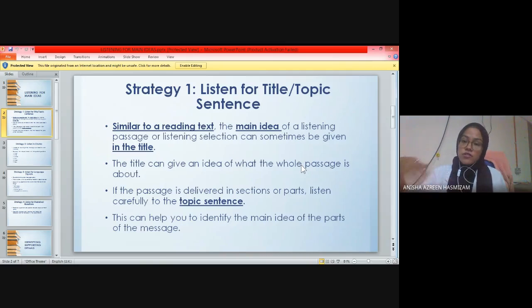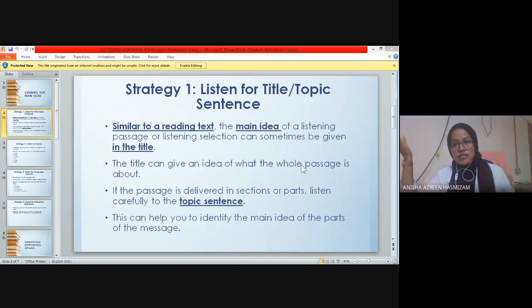Okay, so the first thing that you have to do is to listen to the main idea of a listening passage, of a listening selection, and sometimes those things can be given in the title. Kadang benda tu ada dalam title, karena sebelum dia awal-awal dia mulakan dia punya audio tu, dia dah bagi tahu topik dia apa. So listen for that, know what you are listening to. Okay, bila dia bagi topik tu, bila dia bagi tajuk tu, kita dah tahu dah, oh okay, ni pasal ni.